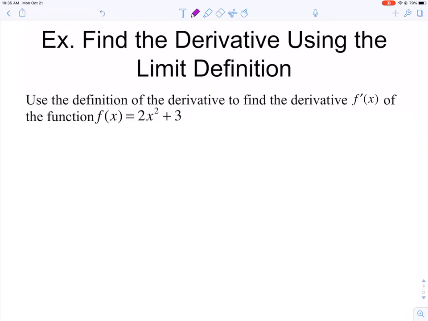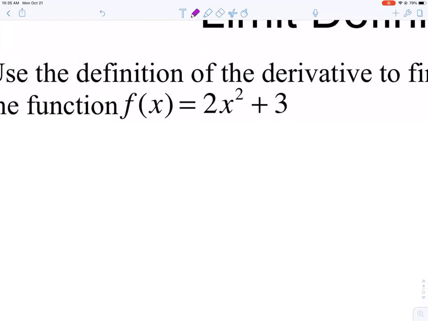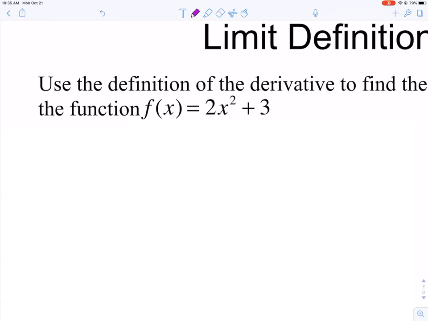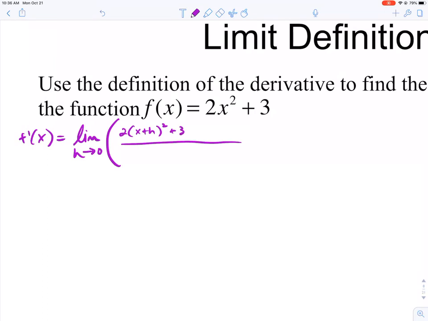So we're going to use the definition of the derivative to find the derivative of this function. Okay, so f prime of x is going to be equal to the limit as h approaches 0 of the difference quotient for this function. So that's going to be f of x plus h, so 2 times x plus h squared plus 3, that's f of x plus h, minus f of x all over h.